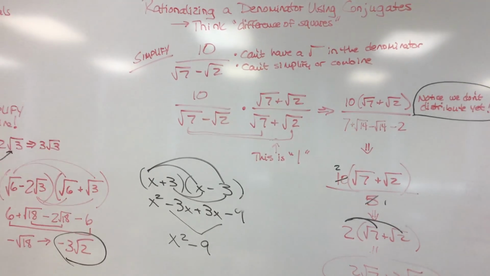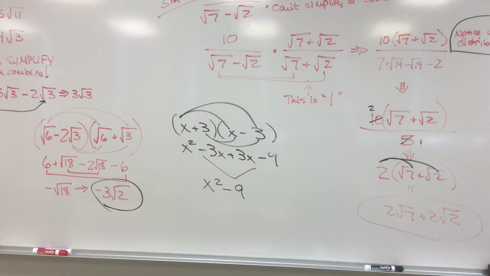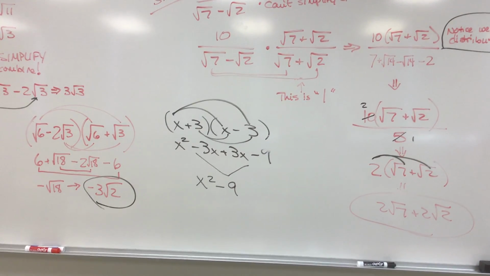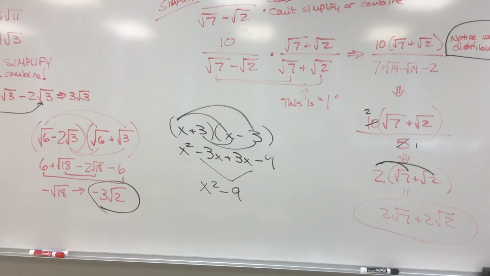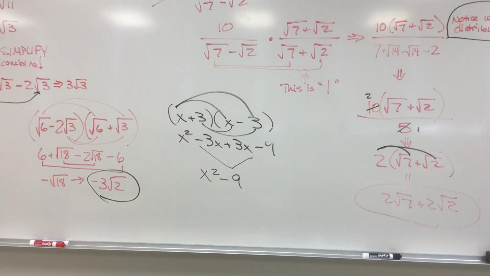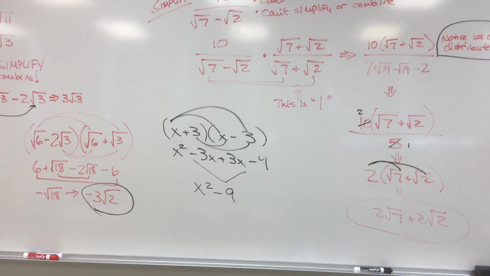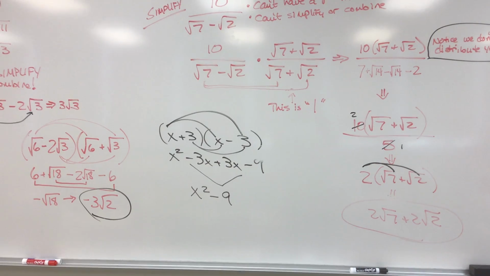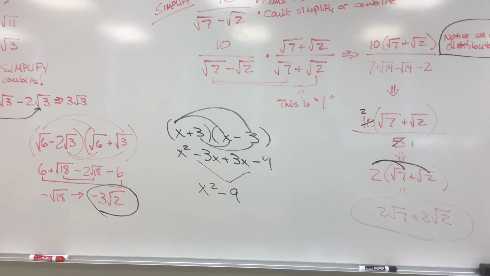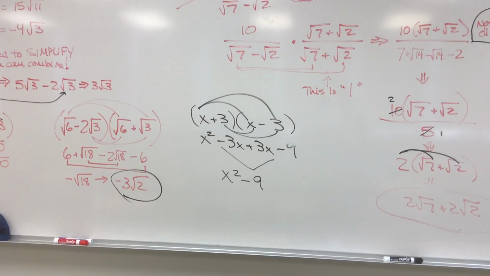And if you look at our example here, this x plus 3 times x minus 3, this is our reminder that when we multiply two binomials that are the exact same except for the operation in the middle, so one plus and one minus, that negative 3x and that positive 3x, they drop out. And we're just left with the first value times the first value and the last value times the last value. That was our difference of squares from chapter 8.